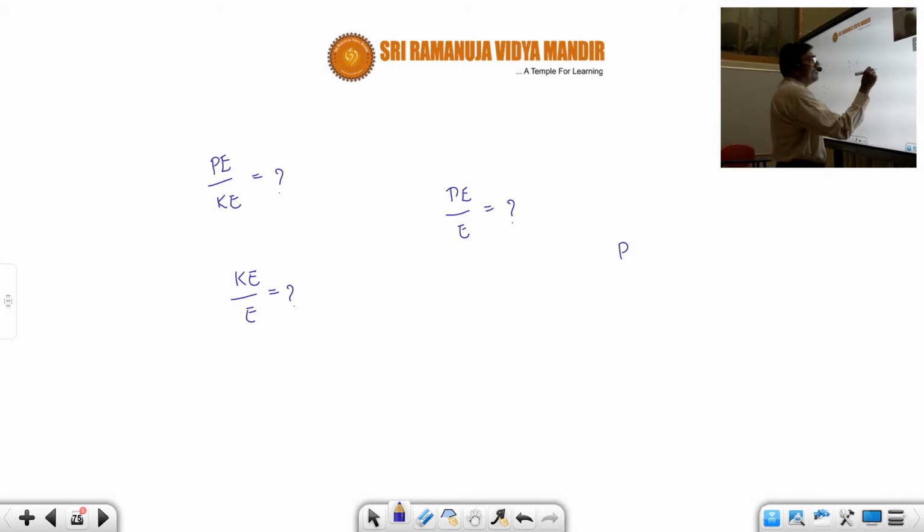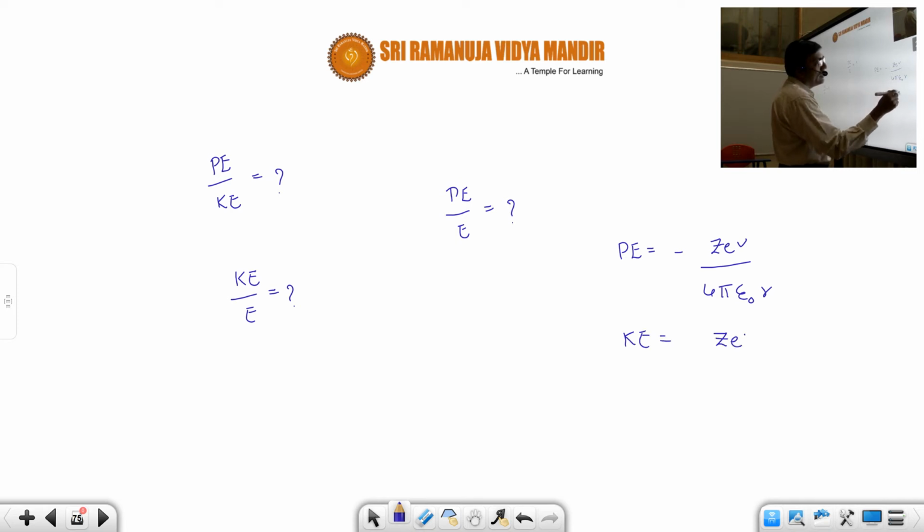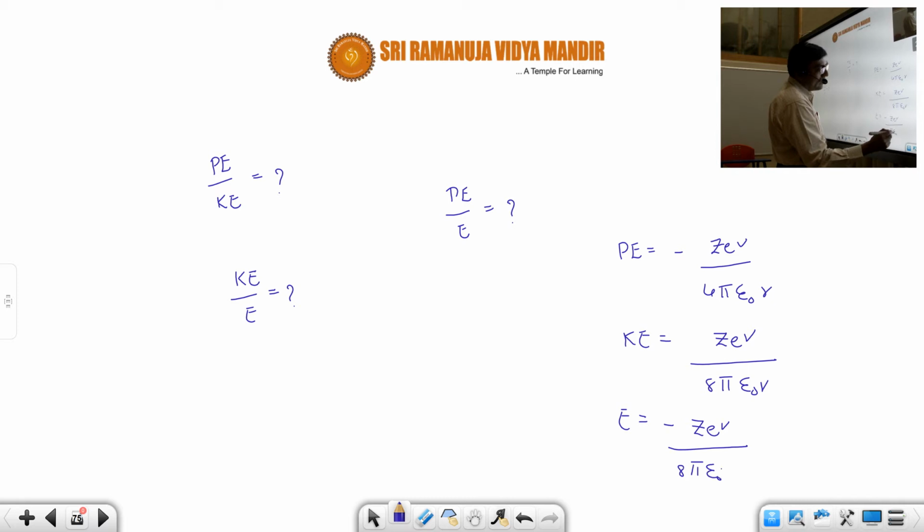What are the expressions? P is equal to minus Z e square by 4 pi epsilon naught R. Kinetic energy is positive, Z e square by 8 pi epsilon naught R. Total energy is negative, minus Z e square by 8 pi epsilon naught R. So substitute these values and find out these things. Now the derivation is completed. No, it's not yet completed, so I am taking you to the next slide.